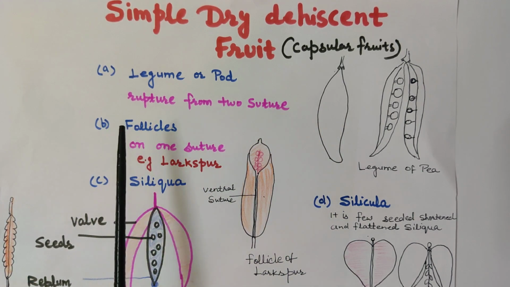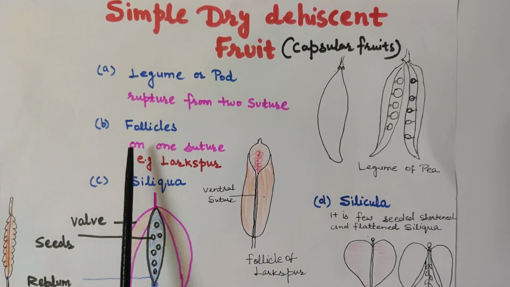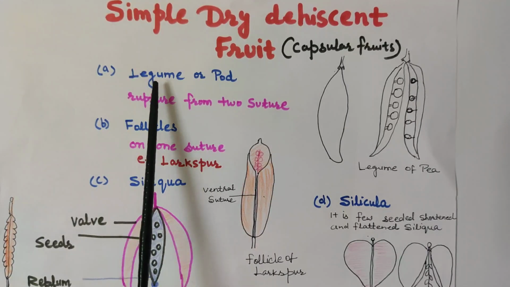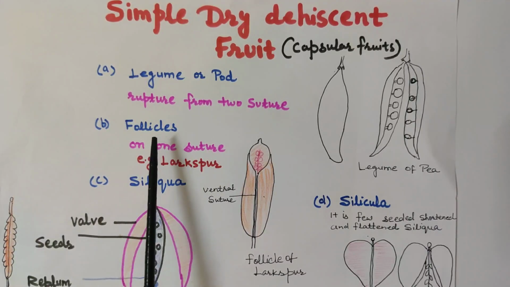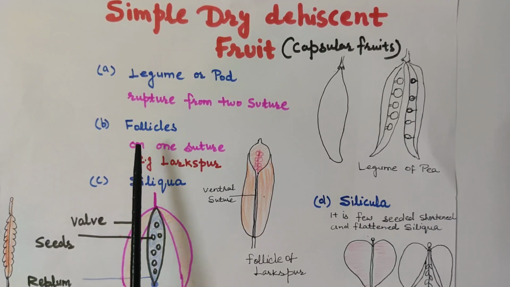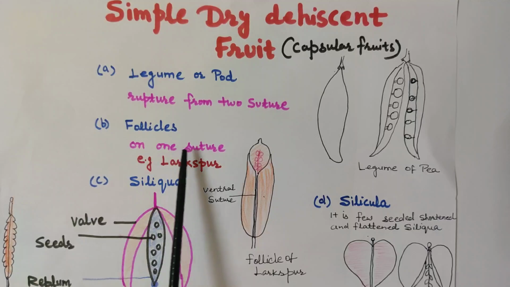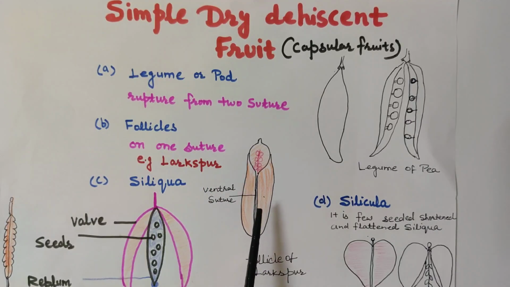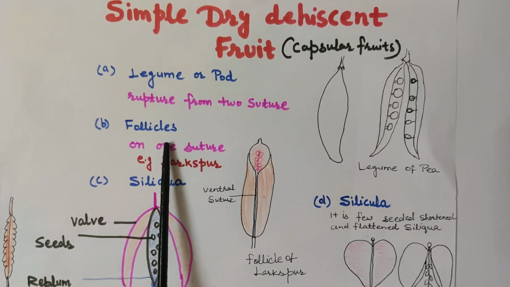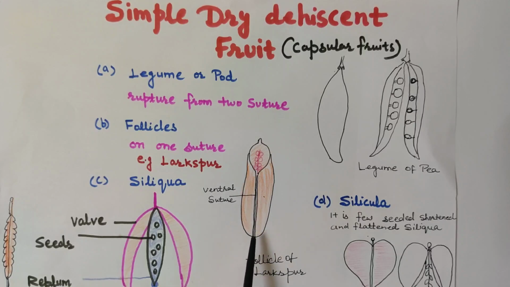The second type of simple dry dehiscent fruit is follicle, which is similar to the legume. The only difference between the two is that follicles rupture on one suture, mainly the ventral suture. They dehisce, they split to release their seeds. An example of follicle is larkspur. And this picture is showing the ventral suture from where it split, it ruptured to release the seeds.